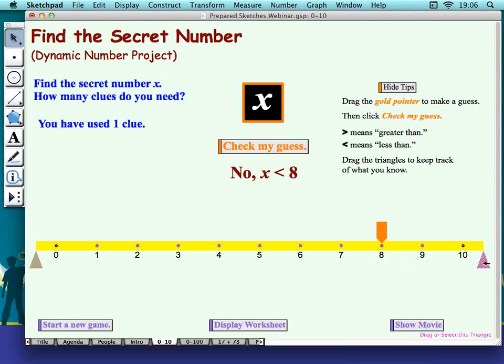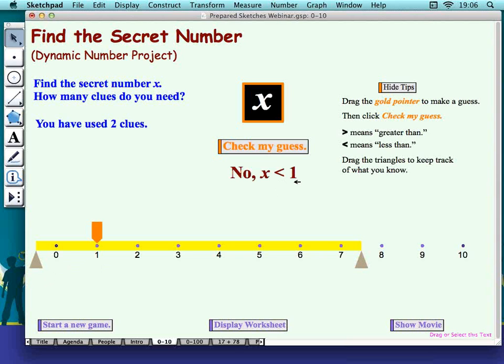I can eliminate the numbers 8, 9, and 10, and one way of keeping track of what I've eliminated is by dragging these gray triangles. In fact, I can drag them anywhere I want to show what numbers are still possible. So to show that 8, 9, and 10 are now impossible, I drag the gray triangle to keep track of what numbers I should still be looking at, and now I'm going to guess, I think it's 1. So check that guess.